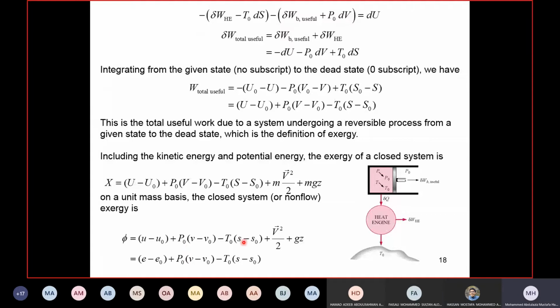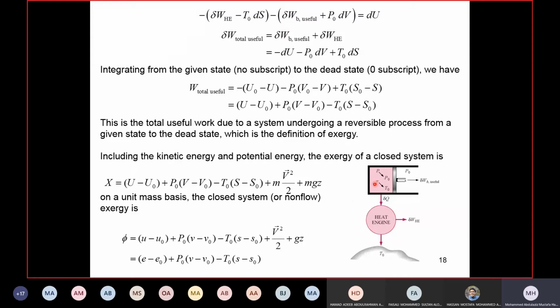Okay. Then minus T naught. T naught is 298, which is the temperature of the atmosphere. Remember, this has to be in Kelvin. Then S minus S naught. S is the entropy at P and T, so you go to the table again and get S at P and T. Then S naught is the entropy at P naught and T naught, so you go to the table and get S naught at this P naught and T naught. Then plus V squared.